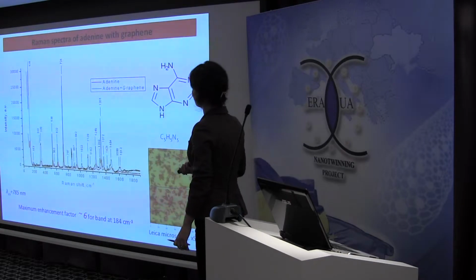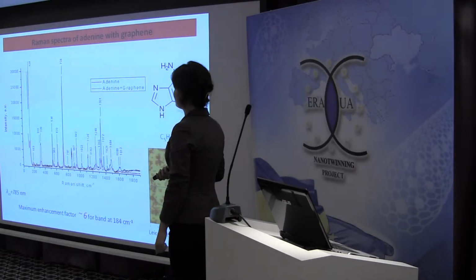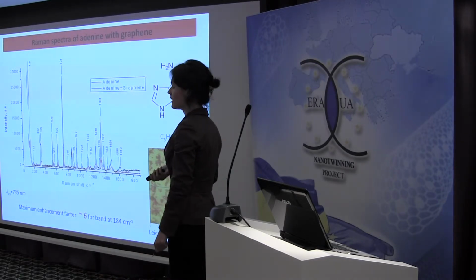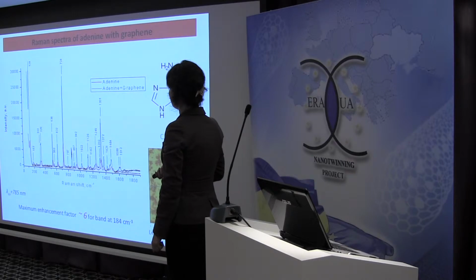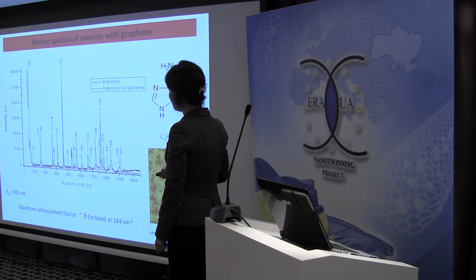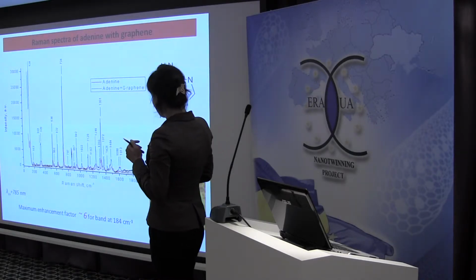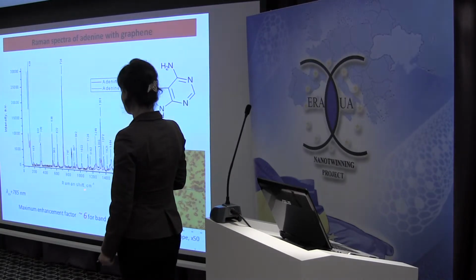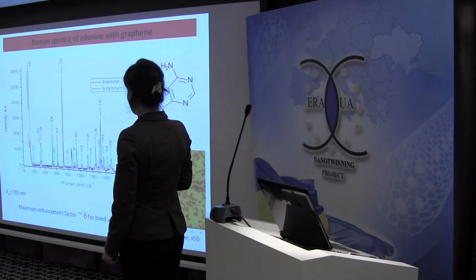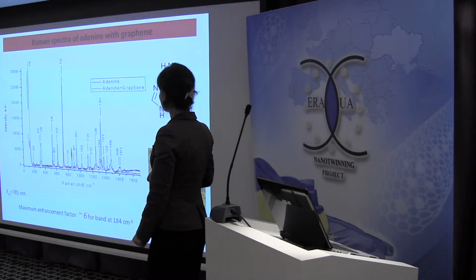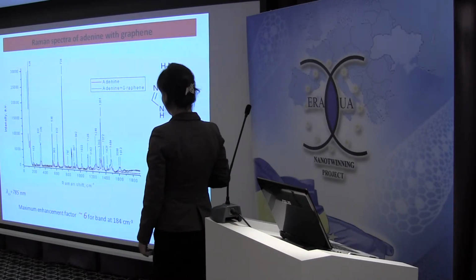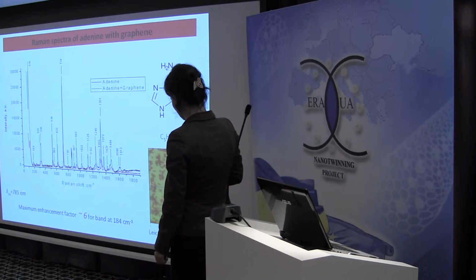Now you can see the result of the experiment. All spectra were registered by Renishaw via a Raman microscope, and this is a spectrum of adenine observed on graphene. The enhancement factor is actually not big, and it is seen for the band at 184 cm⁻¹. And this is how the aggregation of molecules of this adenine looks.